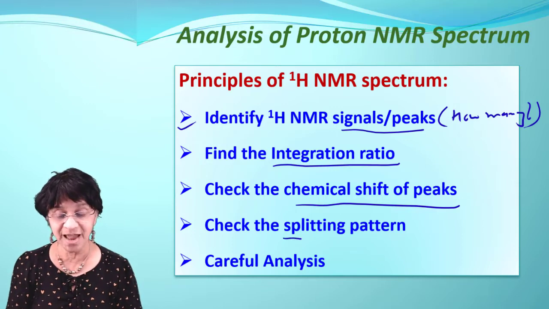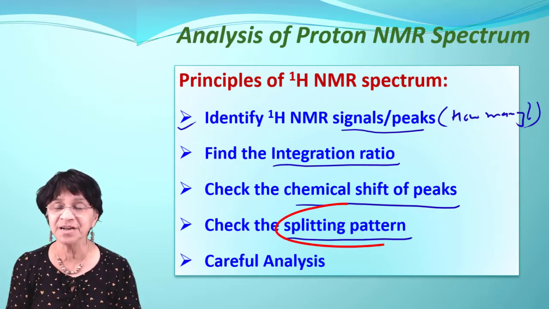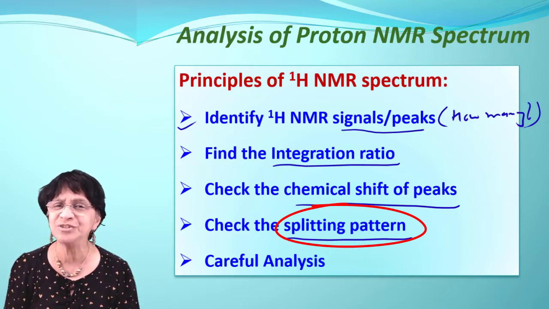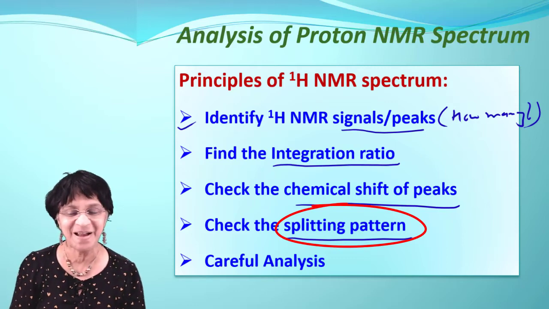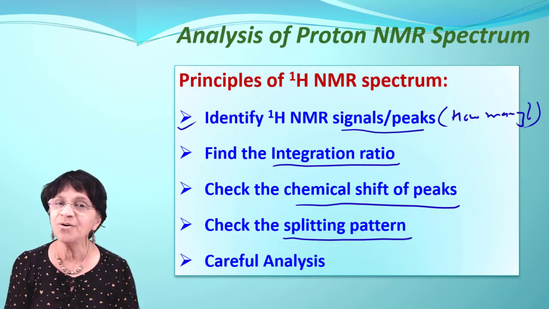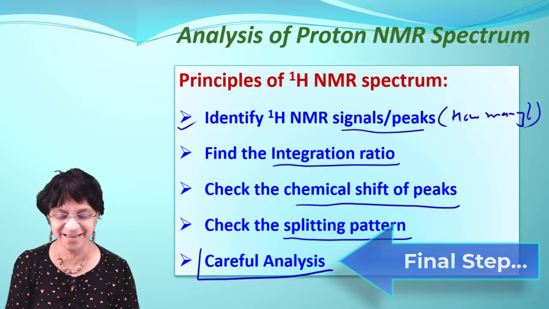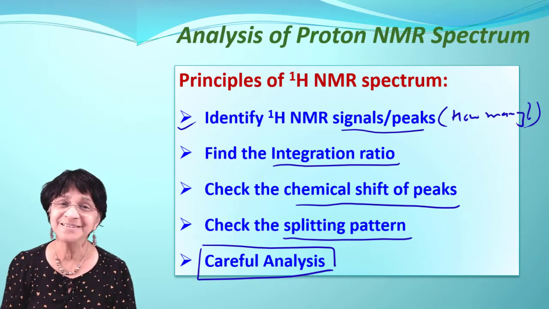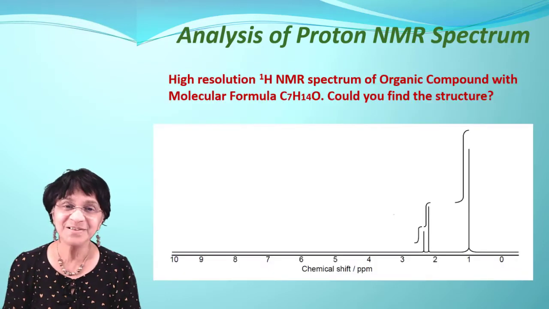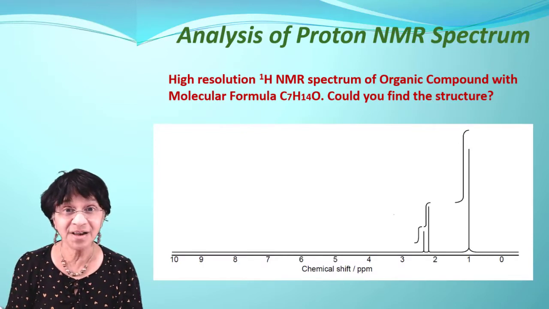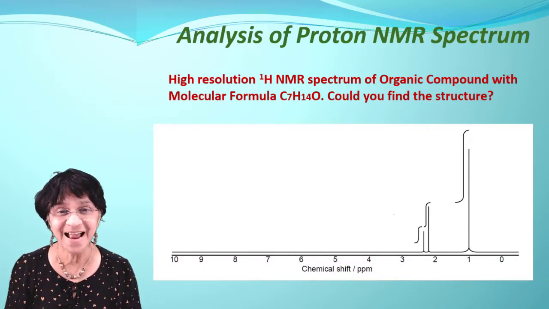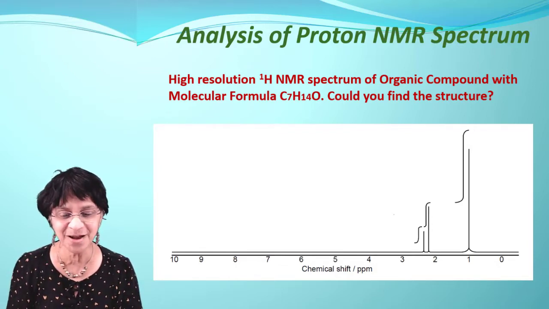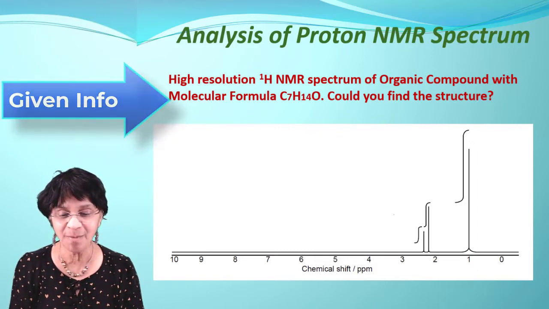Then one level deeper is the splitting pattern. Is it a doublet, triplet, a multiplet? That provides you information about the neighboring hydrogen atoms. And after that, we can do the careful analysis of that NMR spectrum and arrive at the structure of that unknown compound. So are you ready to solve this Proton NMR puzzle and find out the structural formula of a given compound? Let's look at the details in the problem.